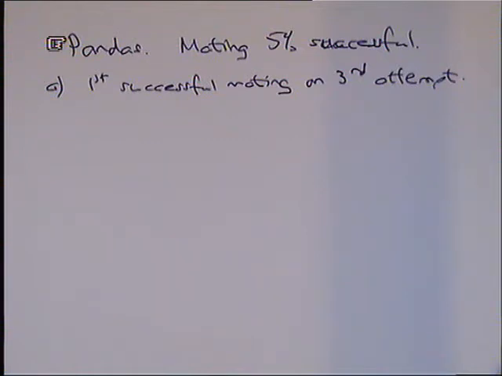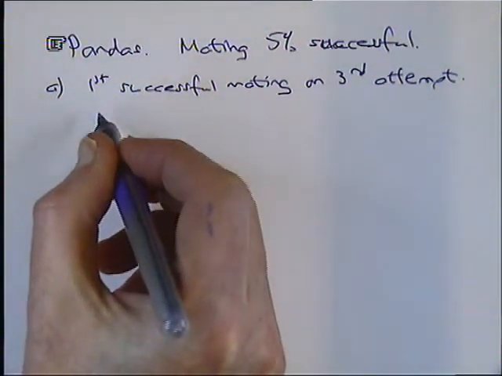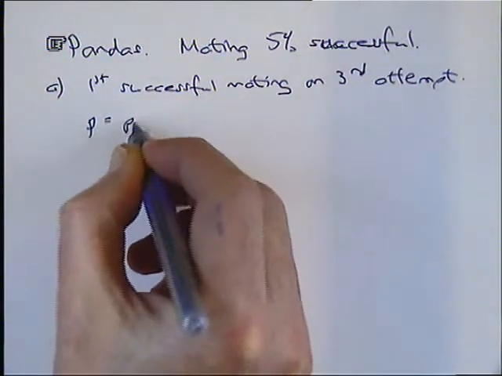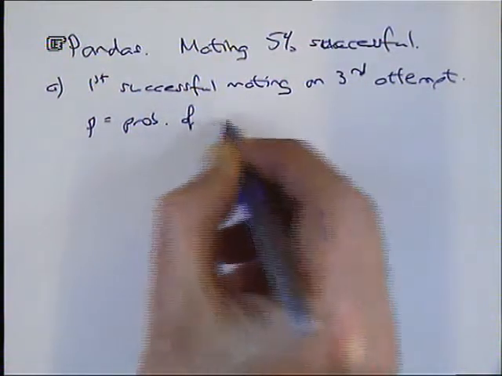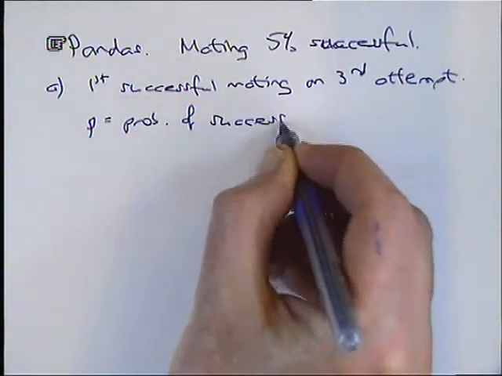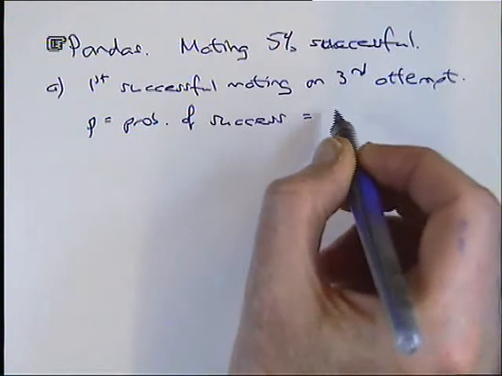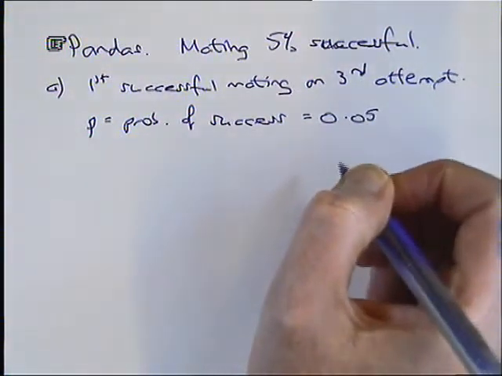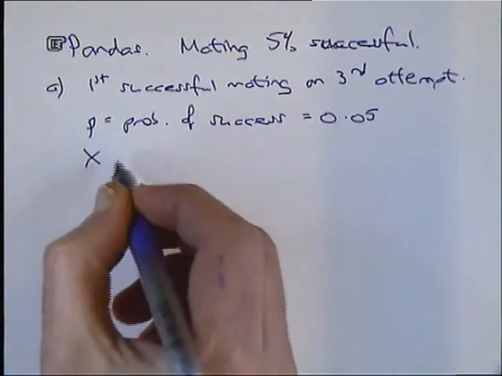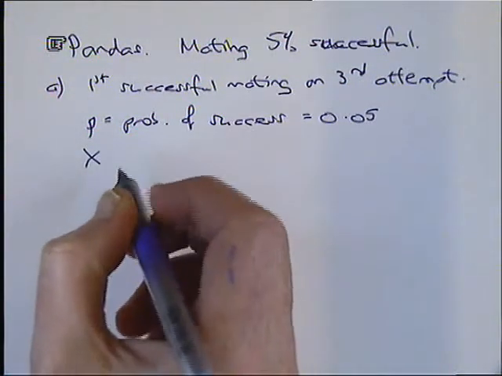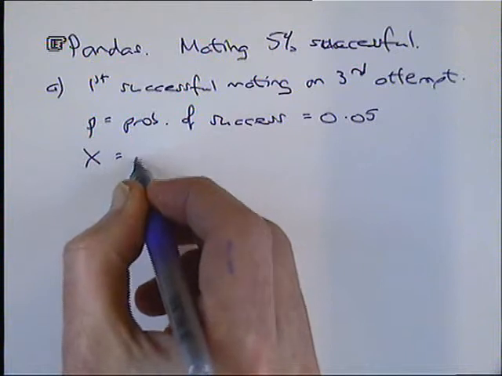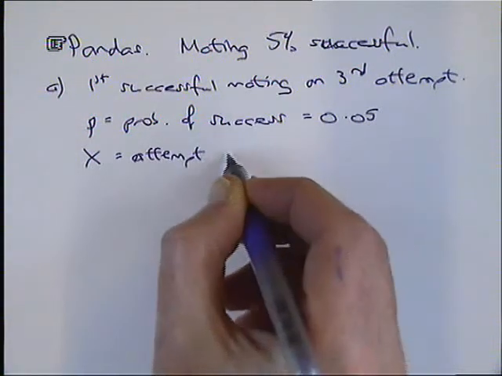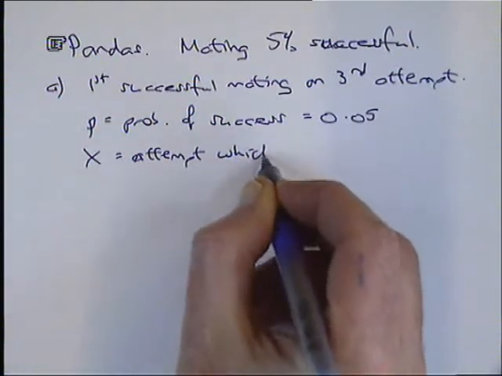5% of times the female panda would become pregnant. And we said for a geometric probability, the key thing is the value of p. P is the probability of success. And in the example we're looking at now, 5% as a decimal is 0.05. So we would start our question off using any letter we like. A capital letter X would be maybe the number of the attempt which has the first success.